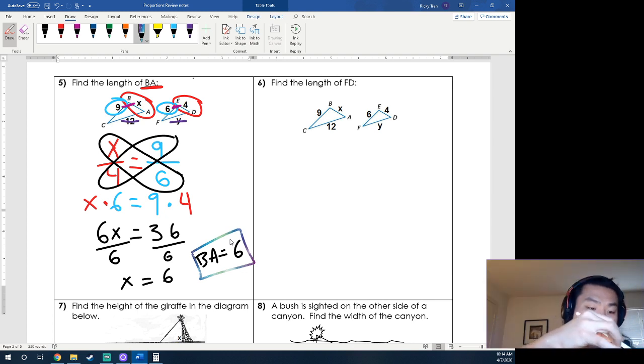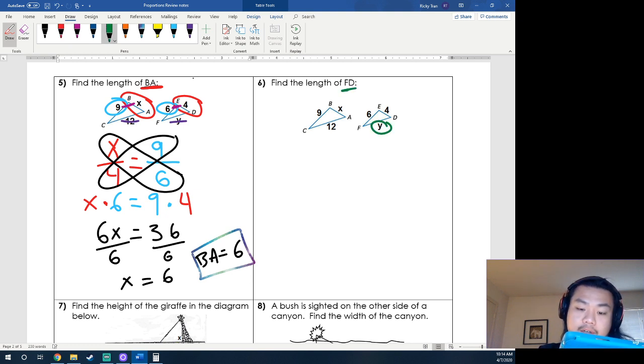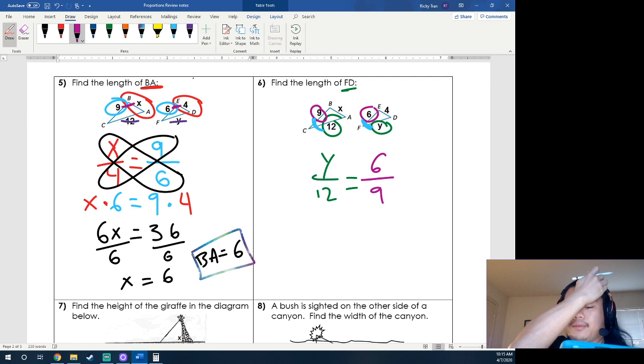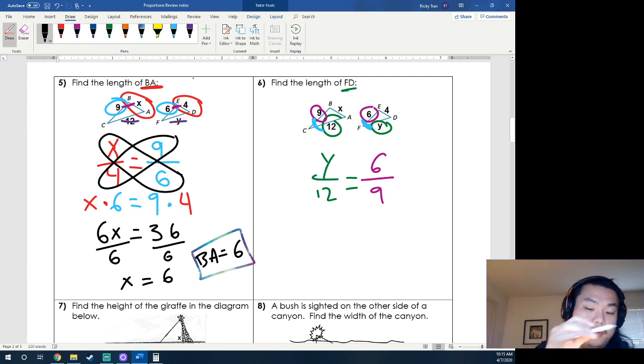Number 6. This time we're looking for FD. FD is here, which is Y, which matches with 12. And again, we have to use 9 and 6. There's a relationship between 9 and 12, 6 and Y. So when we set up, we'll start with Y over 12 is equal to 6 over 9. Again, 6 and y have a relationship, y and 12 have a relationship. From here we're going to cross multiply.